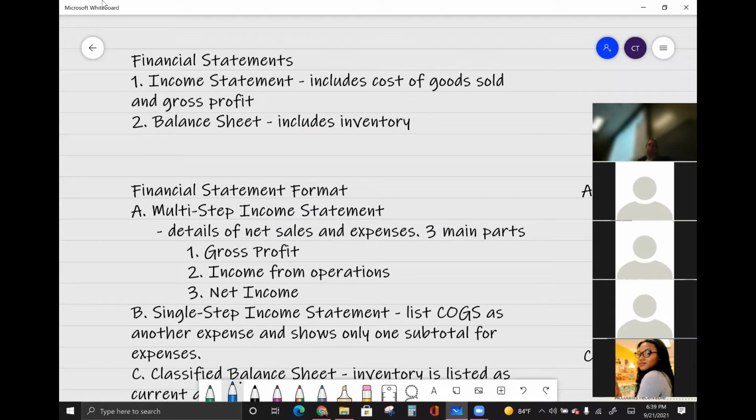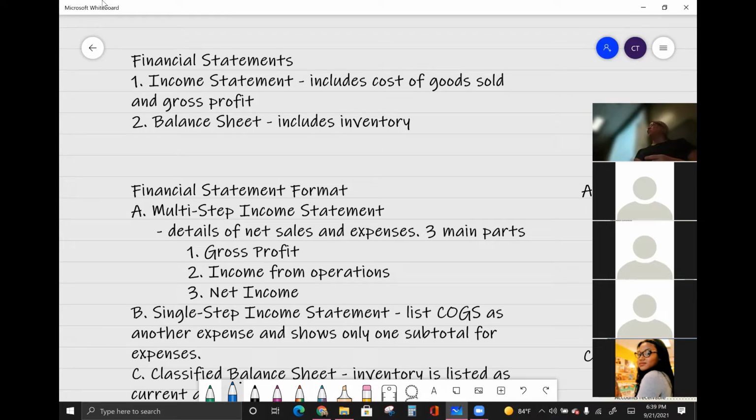Okay. So our financial statements. On the income statement, we're going to include now cost of goods sold, right? We talked a little bit about that in the beginning. We're going to add that cost of goods sold on the statement, depending on what kind of statement it is and how it shows up. And we're also going to have gross profit if we do that multi-step income statement.